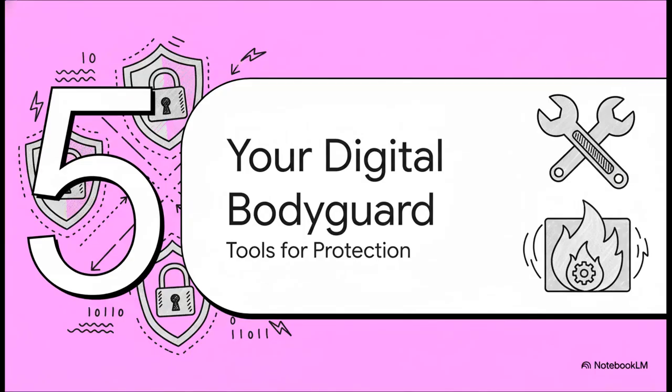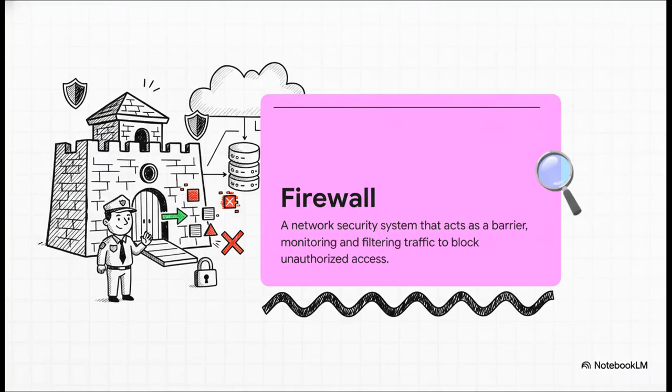So with all these potential threats lurking out there, how in the world do we protect ourselves? Well, let's talk about 2 fundamental tools that act as your own personal digital bodyguard. Your first line of defense is going to be a firewall. Think of it like a digital bouncer standing at the gate of your network. It inspects all the data traffic coming in and going out, and it just blocks anything that looks suspicious or isn't supposed to be there.